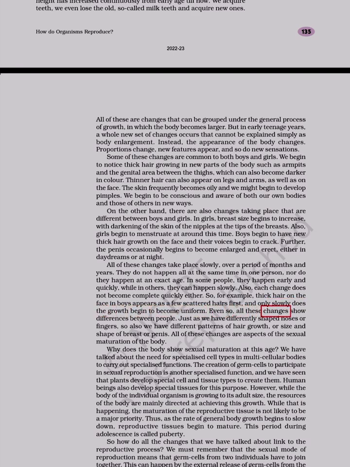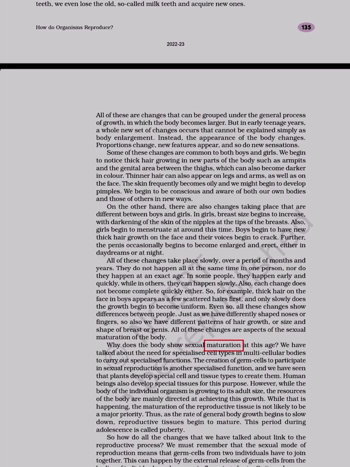Even so, all these changes show differences between people. Just as we have differently shaped noses or fingers, so also we have different patterns of hair growth, or size and shape of breast or penis. All of these changes are aspects of the sexual maturation of the body. Why does the body show sexual maturation at this age?